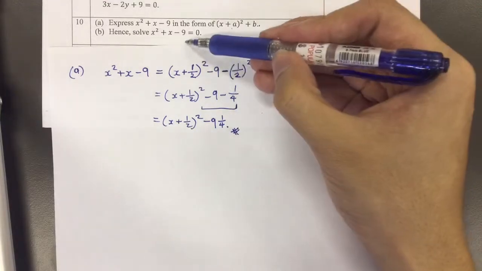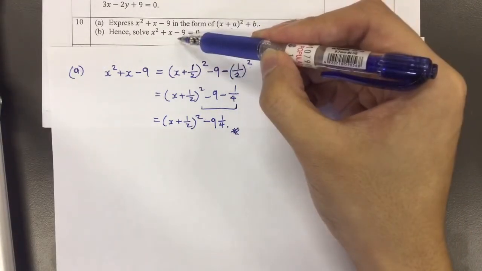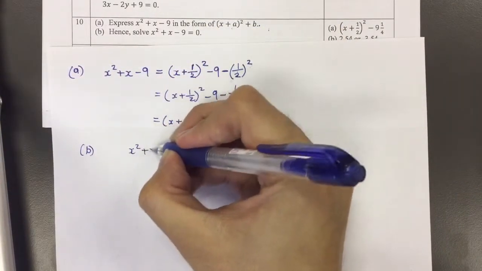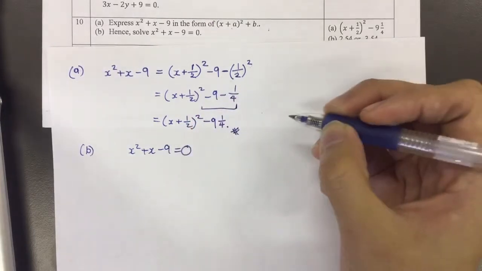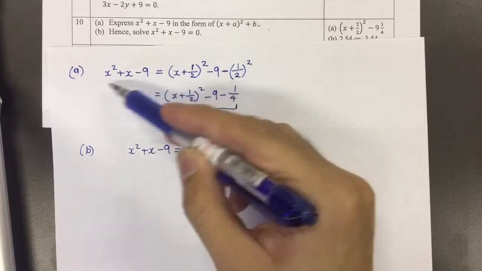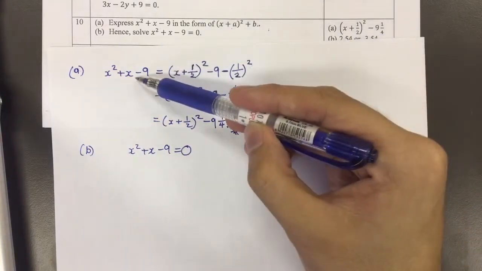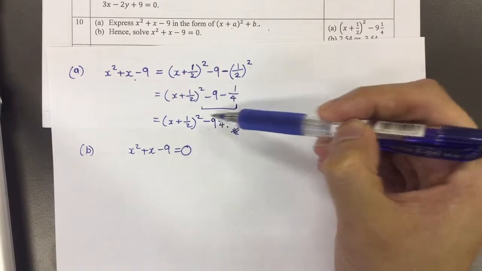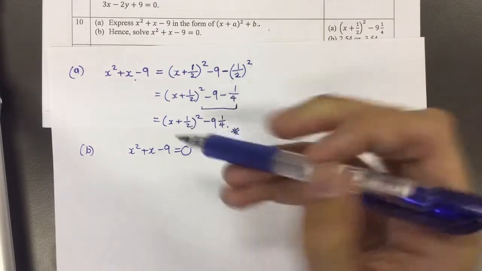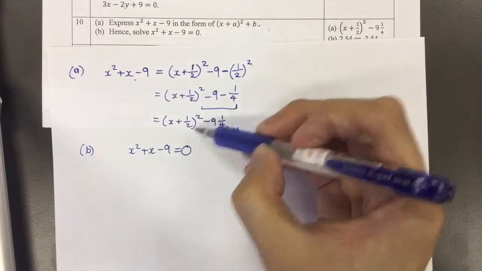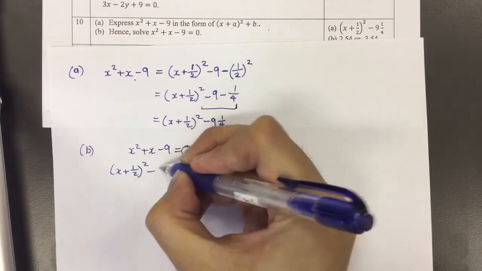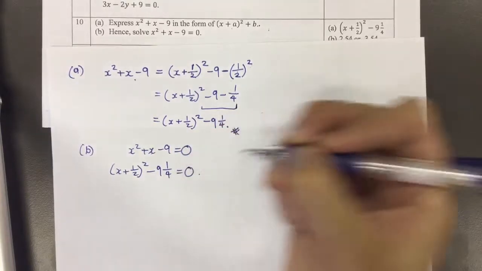So moving on, how do we use this in part A to find B? They're asking us to solve this equation. You notice that this front expression is exactly the same as the expression here. This was expressed in this form through completing the square, and we are going to use it. Since this is the same as this, I'll rewrite this here: x plus half squared minus 9 1/4 gives me 0.